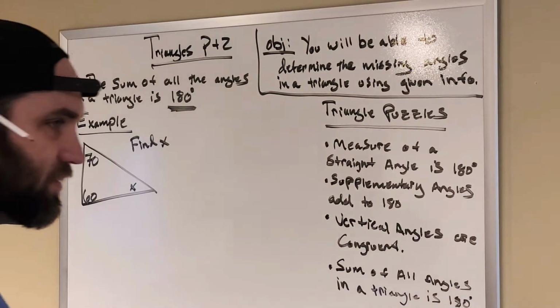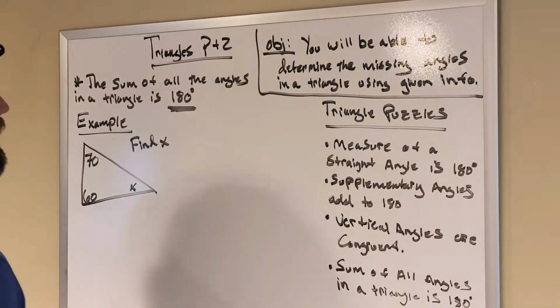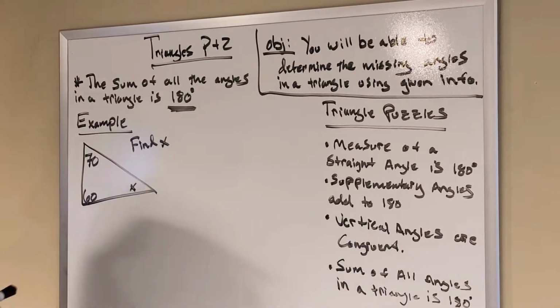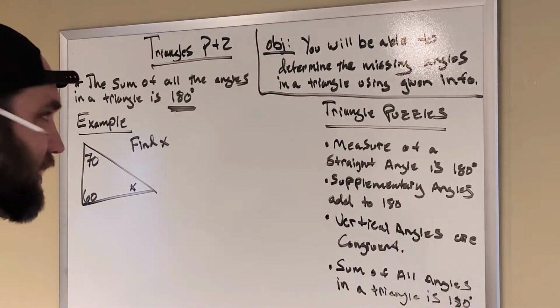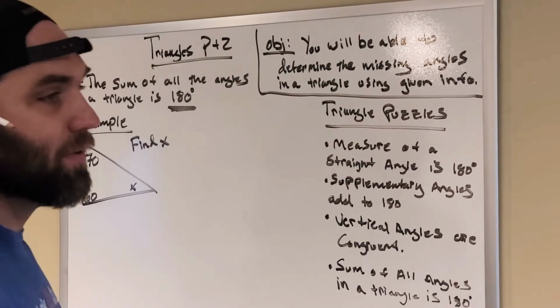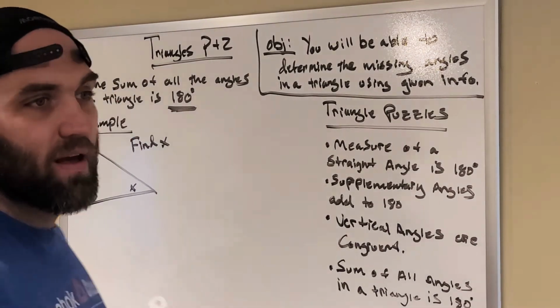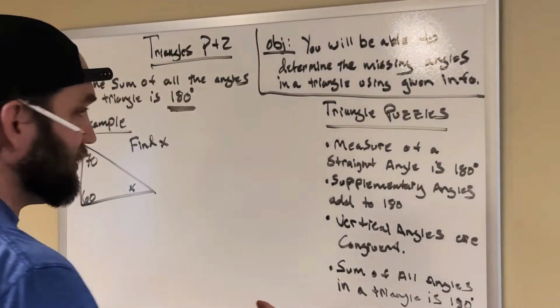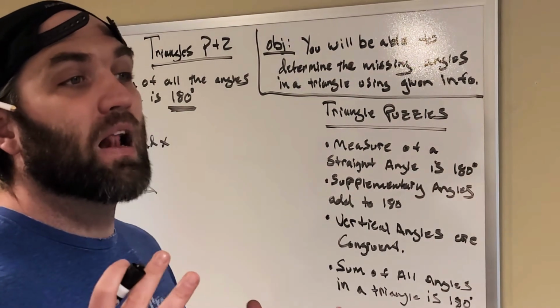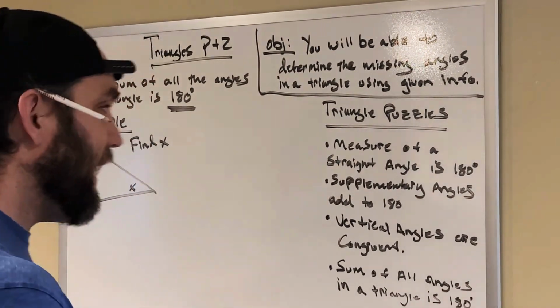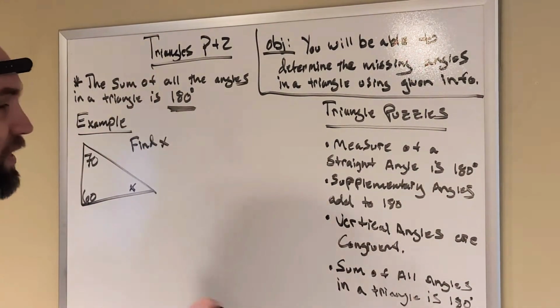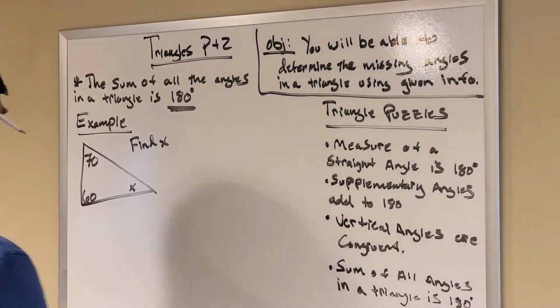There's a big piece here that we always have to understand: the sum of all the angles in a triangle is always 180 degrees. It doesn't matter what the triangle looks like. It can be a right triangle, scalene triangle, equilateral triangle, or isosceles triangle. They all have the same feature where all the angles add up to 180 degrees.